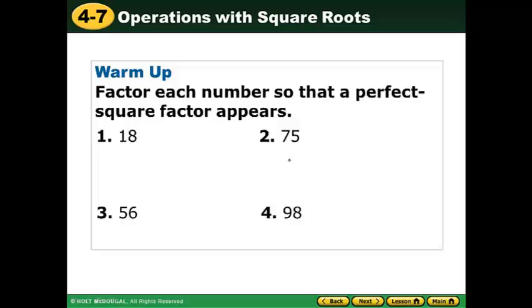Hello guys, welcome to lesson 2, your second screencast. In this one we'll be learning about how to do operations with the square roots. So as a review, let's go ahead and do this.